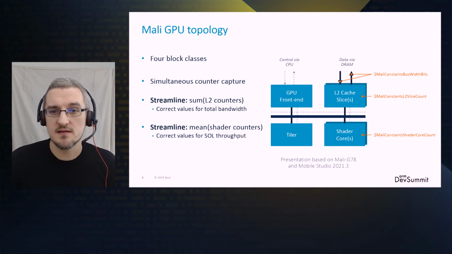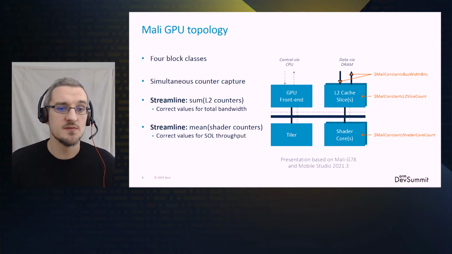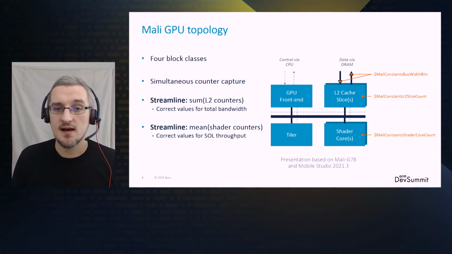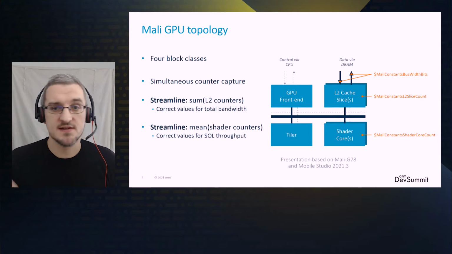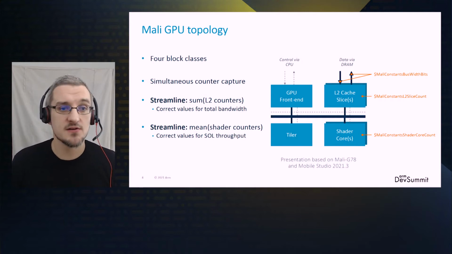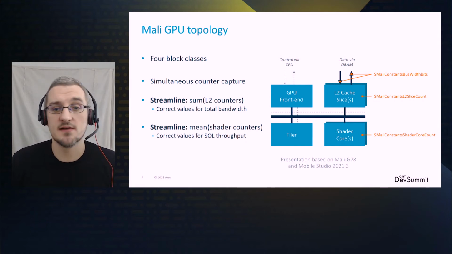In this talk, we're going to present it as some block diagrams. These diagrams are based on the Mali G78 GPU that you get in ARM Mobile, and the counter names are from ARM Mobile Studio 2021.3. And we're going to present them as variable names that you can just cut and paste and drop into Streamline expressions. And the first set of things that we have are a set of constants, which you can use to understand how many cache slices you have in a particular GPU, how many shader cores that you have, and the width of the output bus to memory so that we can convert bus cycles into a byte bandwidth calculation.